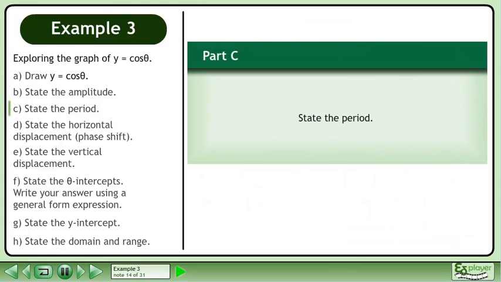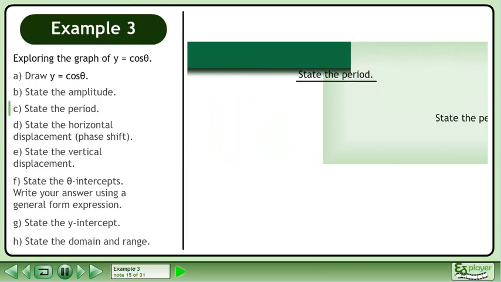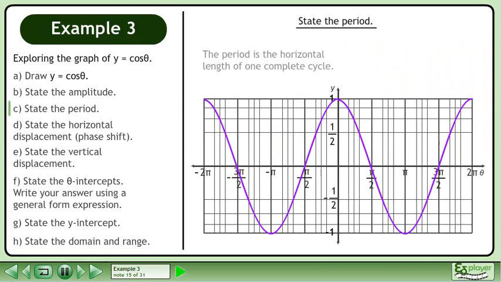In part C, we'll state the period. The period is the horizontal length of one complete cycle. By inspection, we can see that one cycle has a period of 2 pi.